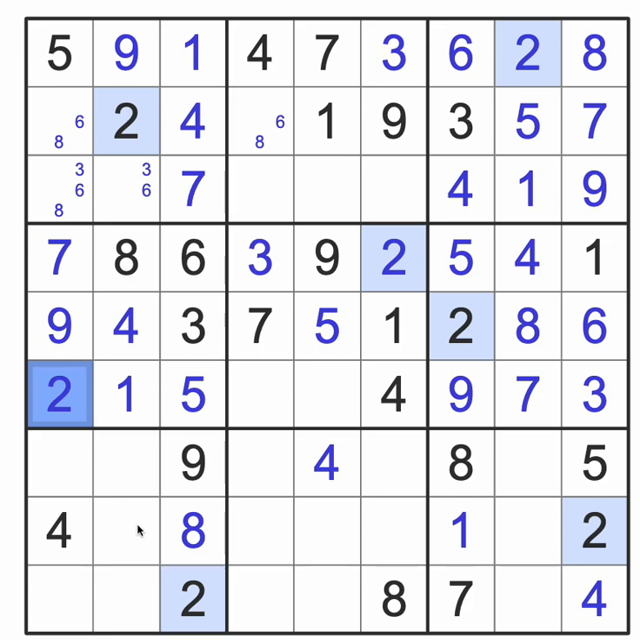Three, 5, 6, 7. Yeah. 2 here blocks these. 2 in box 9 blocks these. 2 in box 5 blocks this cell. Gives me 2 here. Which blocks these? This 2 blocks here. Gives me 2 here.